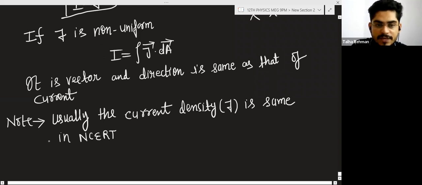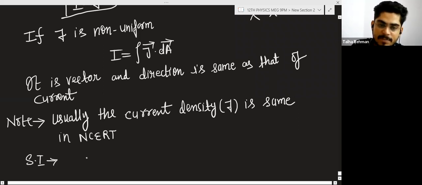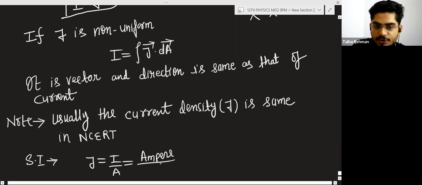And the SI unit of this, and this is a vector. The unit of current density J is I divided by A. The unit of current is ampere, and the unit of area is meter square. So you can write ampere meter minus 2. This is the SI unit.